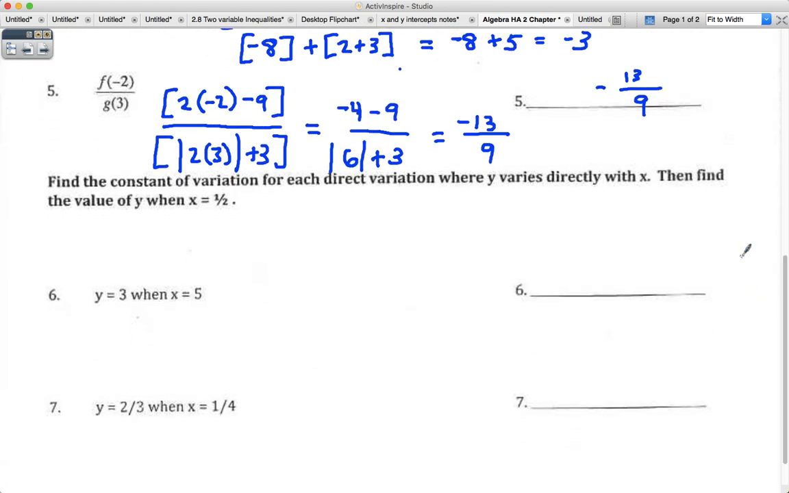Find the constant of variation for each direct variation, where y varies directly with x. Then find the value of y when x equals 1/2. So it's telling you that these are direct variation equations. Remember, the direct variation is y equals kx, and k being the constant of variation.